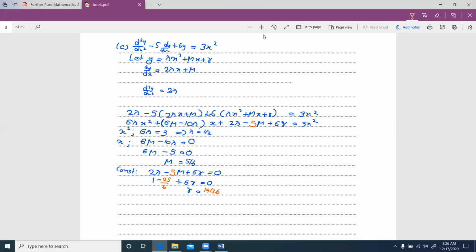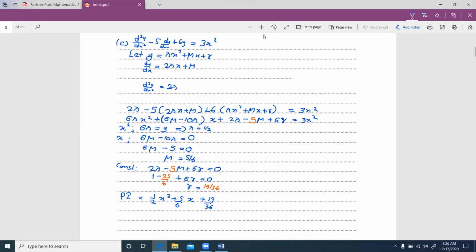Then you can write, now the answer becomes, you can write the particular integral is equal to, according to this one, lambda. Lambda is 1 over 2x squared. Mu is plus 5 over 6x plus gamma. Gamma is 19 over 36. That's the particular integral.